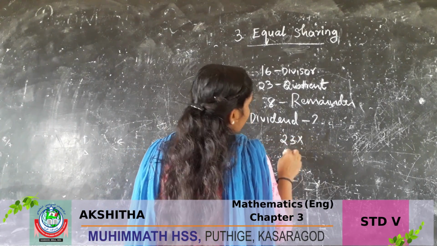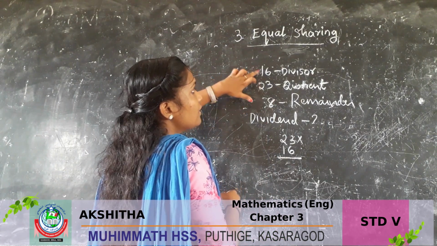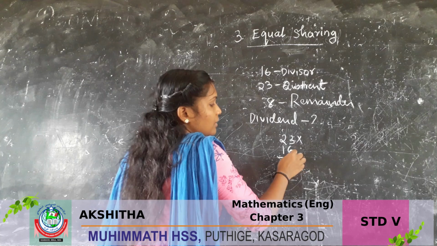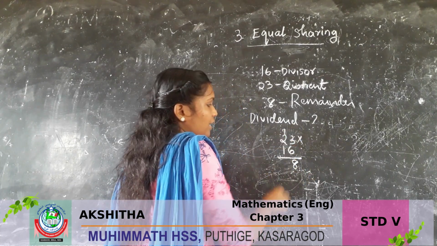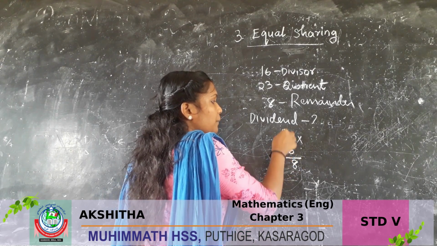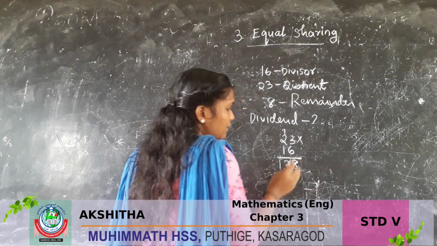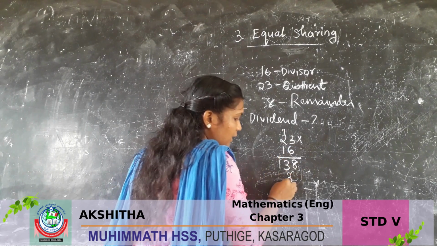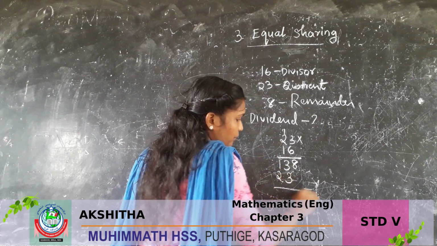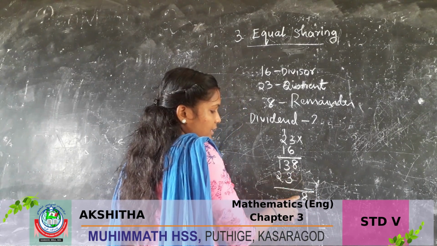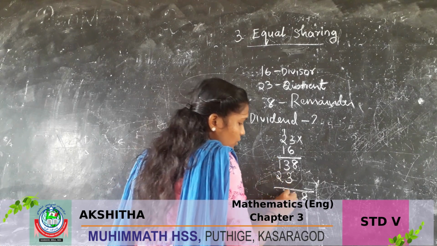16 into 23. First we have to multiply this. 6 into 3, 18. So 8 we should write here, 1 here. 6 into 2, 12. 12 plus 1, 13. So we should write here 13. 1 into 3, 3. 3 we should write here. 1 into 2, 2. 8 we should write here. 3 plus 3, 6. 1 plus 2, 3.